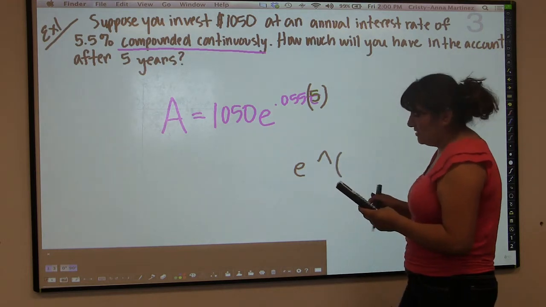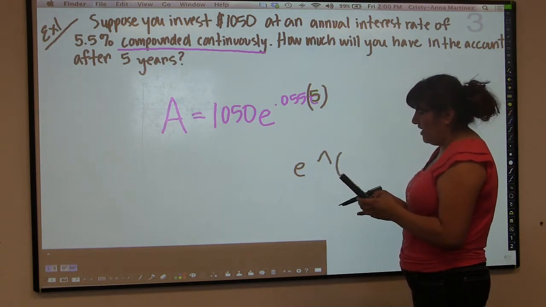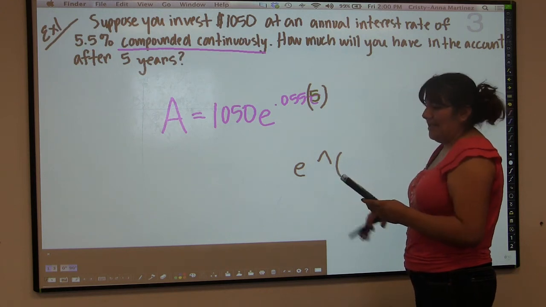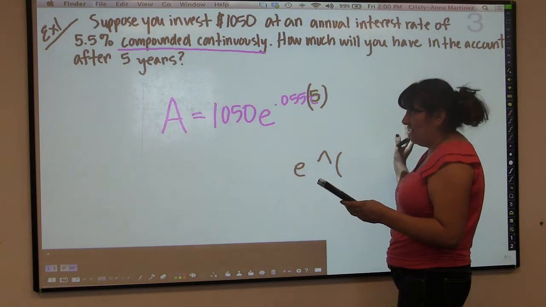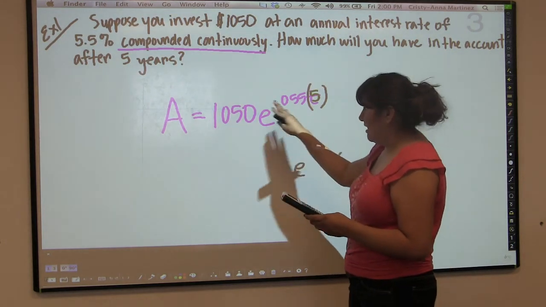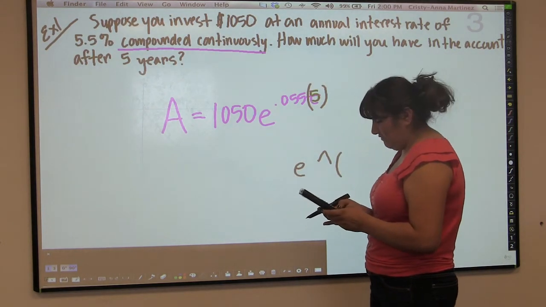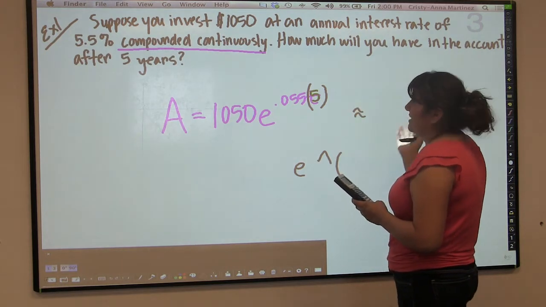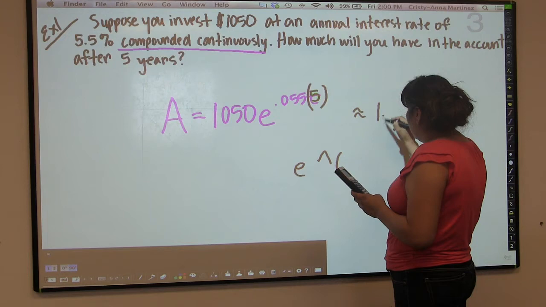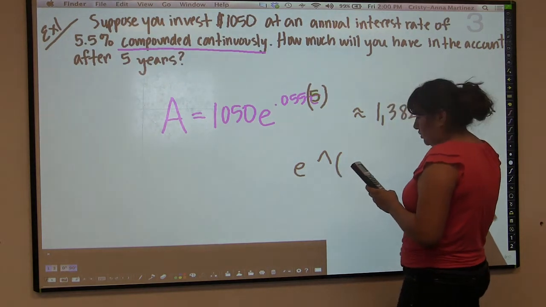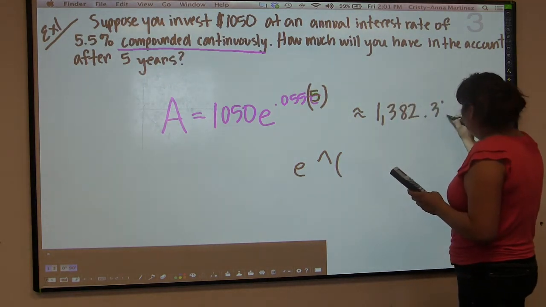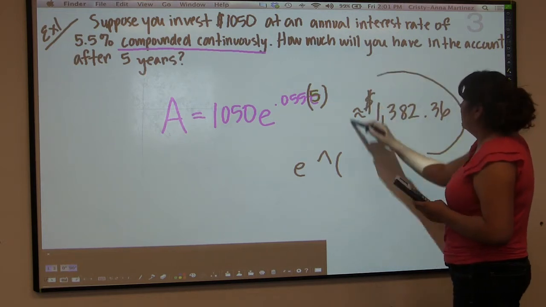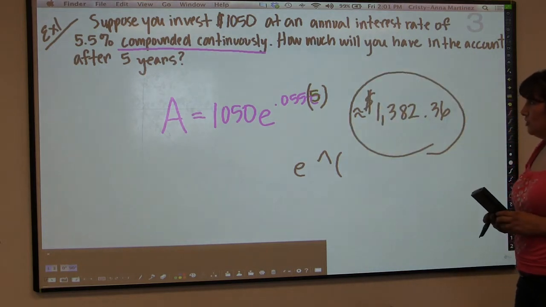So in that parenthesis, I'm going to type in 0.055 times 5, close the parenthesis, hit enter, and I get 1.3165, blah, blah, blah. I then take that and multiply it by 1050, and the amount that I have in the account after 5 years is basically $1,382.36. I rounded up because this is money. All right? And that's pretty much how you use the compound interest formula.